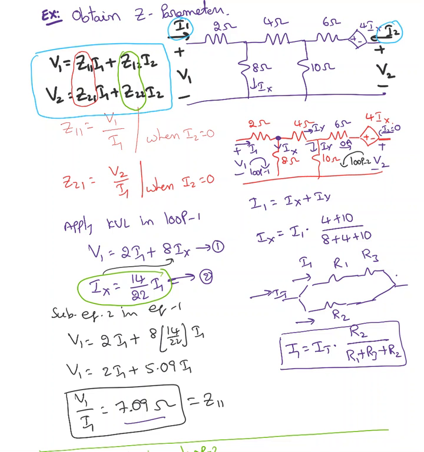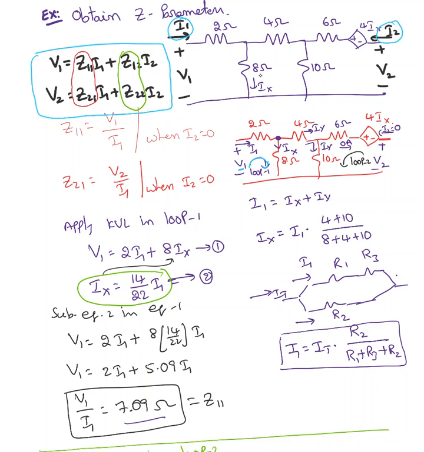So by using the same circuit, we can find Z21 by writing two more equations. So I wrote them together, Z11 and Z21. Z21 is nothing but V2 over I1 when I2 equal to 0. So in step 1, I'm going to apply KVL in this loop equation. So V1 equal to 2I1 plus 8IX.